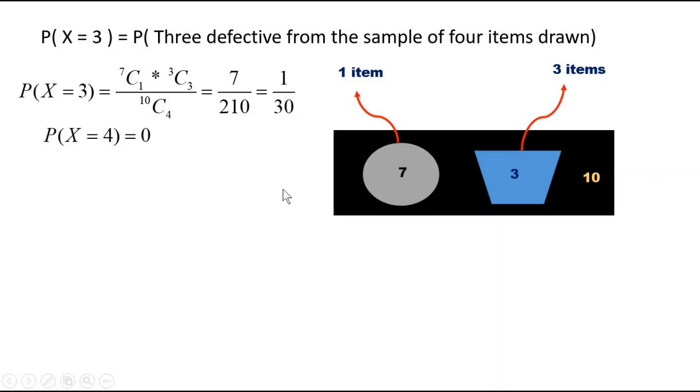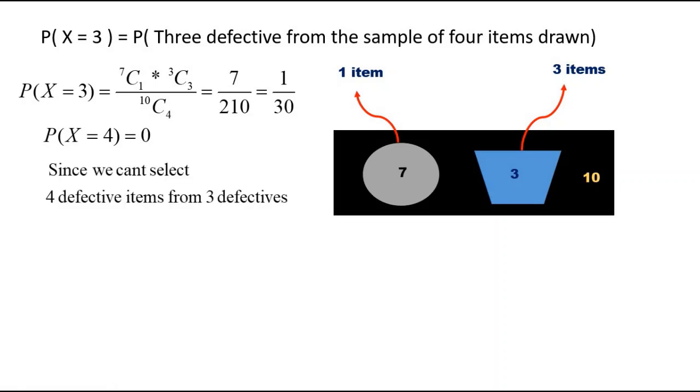Now probability of X equal to 4 is 0. Why is it so? Because we cannot select 4 defective items from 3 defective items. In this blue colored region, we only have 3 items, isn't it? From these 3, we cannot select 4 items, which is not possible. Therefore, the probability will be 0.